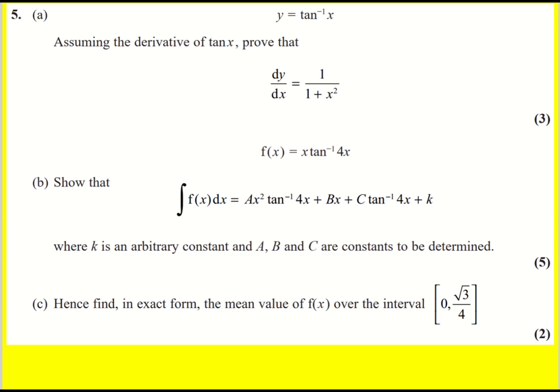y equals the inverse tan of x. We're asked to, assuming the derivative of tan x, find the derivative, essentially. Show that it's 1 over 1 plus x squared. And the way we do this, a little bit of a hint, is to make x the subject. So x equals tan y.